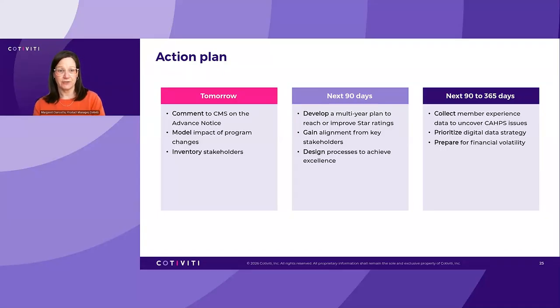In the next 90 to 365 days, collect member experience data to uncover CAHPS issues. Surveys only go out once a year, but they're based on member experience with the plan all year long. Collect and review that member feedback all throughout the year. Complaints, grievances, mock surveys can all be great sources of data to uncover member experience issues.